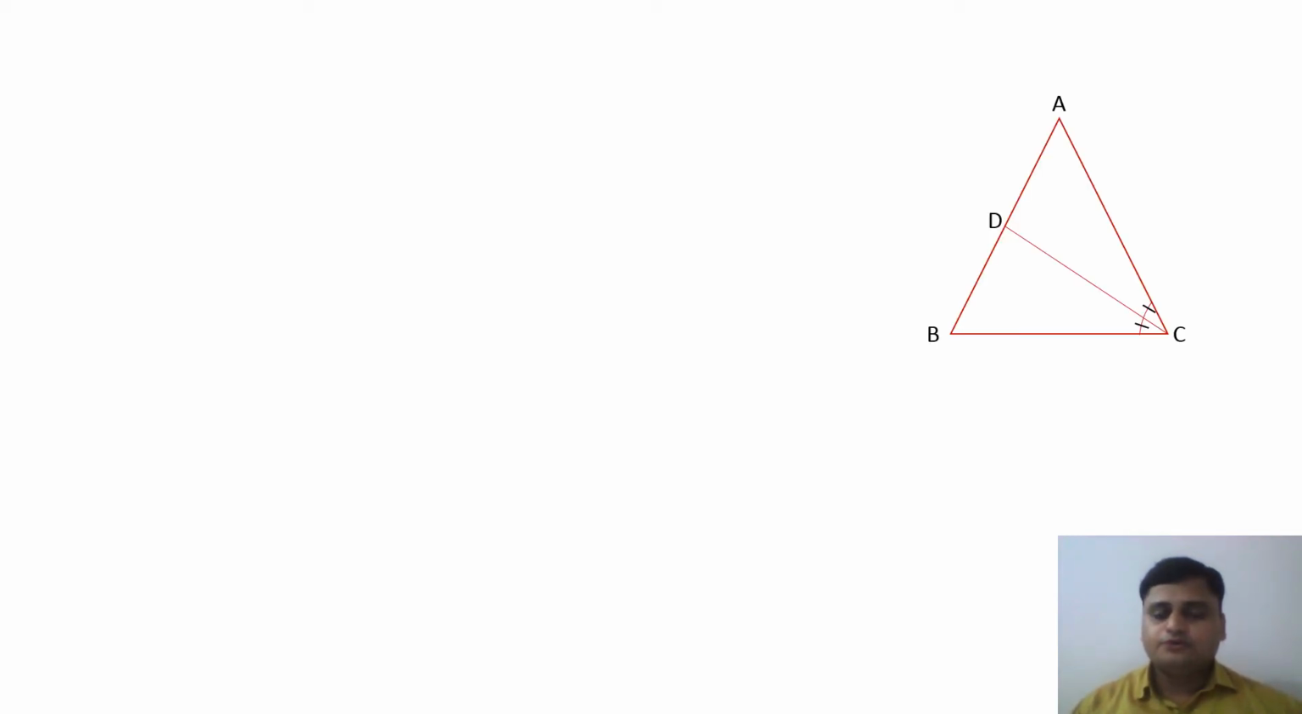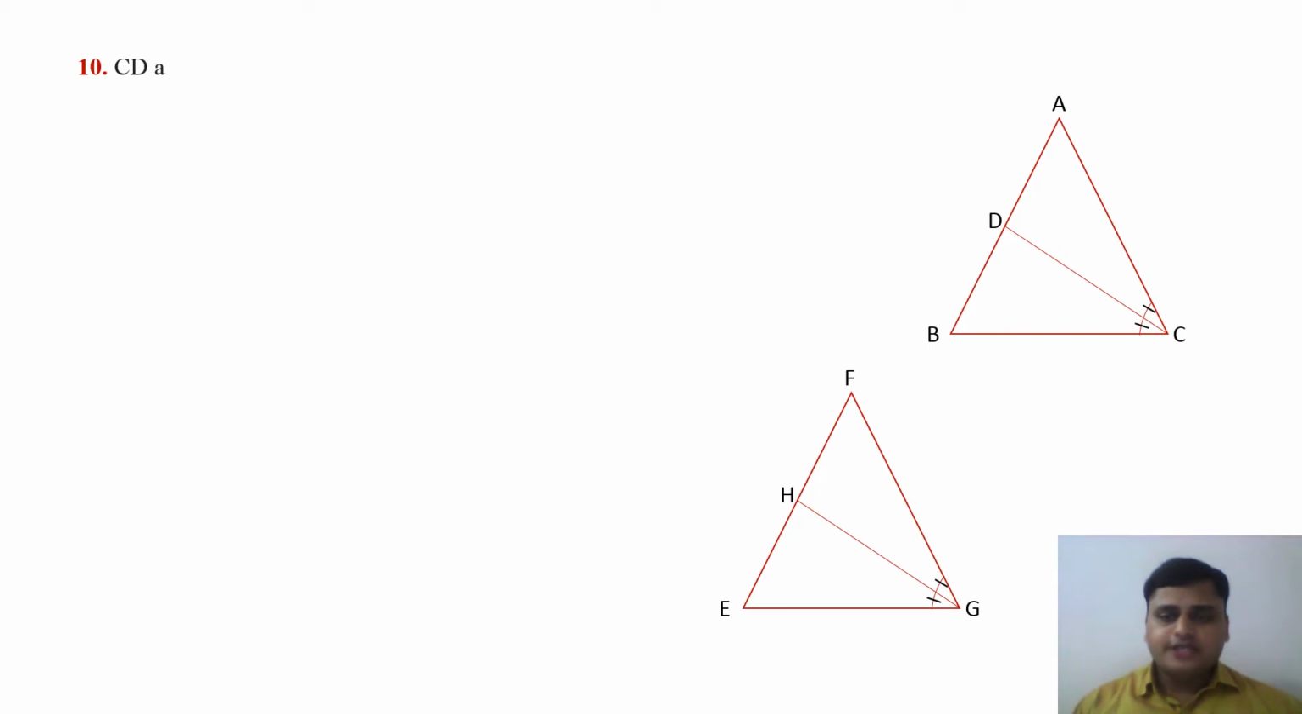Today we are going to do another question of the same exercise 6.3, that is question number 10. You can see two figures. One is triangle ABC, another one is triangle FEG, in which CD and GH are the bisectors of angle ACB and angle FGE. That is what is given in the question. We are reading the question: CD and GH are the bisectors of angle ACB and angle FGE.